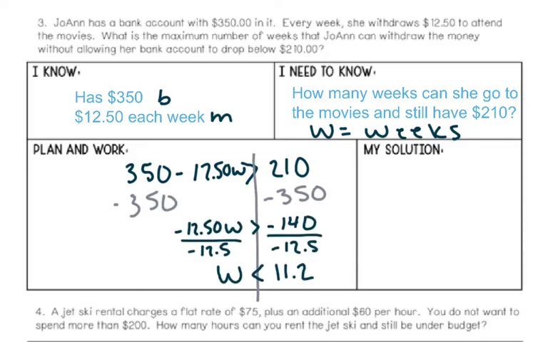When I solved this inequality, I got to that situation where I ended up dividing by a negative, so my inequality symbol had to flip from a greater than symbol to a less than symbol. What this means in terms of my solution is that Joanne can go to the movies up to 11 weeks. So to be able to keep $210 in her account, she could go 10 weeks, 11 weeks, but she cannot go 12 weeks. Again, this means that she can go up to 11 weeks.